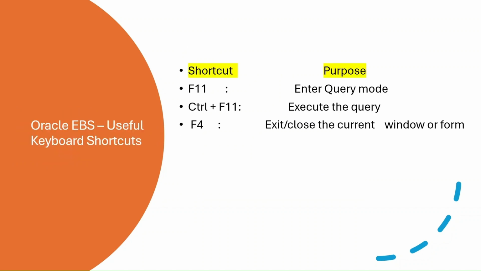Before we finish today's navigation session, let's quickly review a few useful Oracle EBS keyboard shortcuts. I will show what each shortcut does and demonstrate it once. For example, press F11. Now the form is in query mode and I can enter my search criteria. Then Control F11 executes the query. The system now displays matching records. This completes our introduction to Oracle General Ledger navigation.